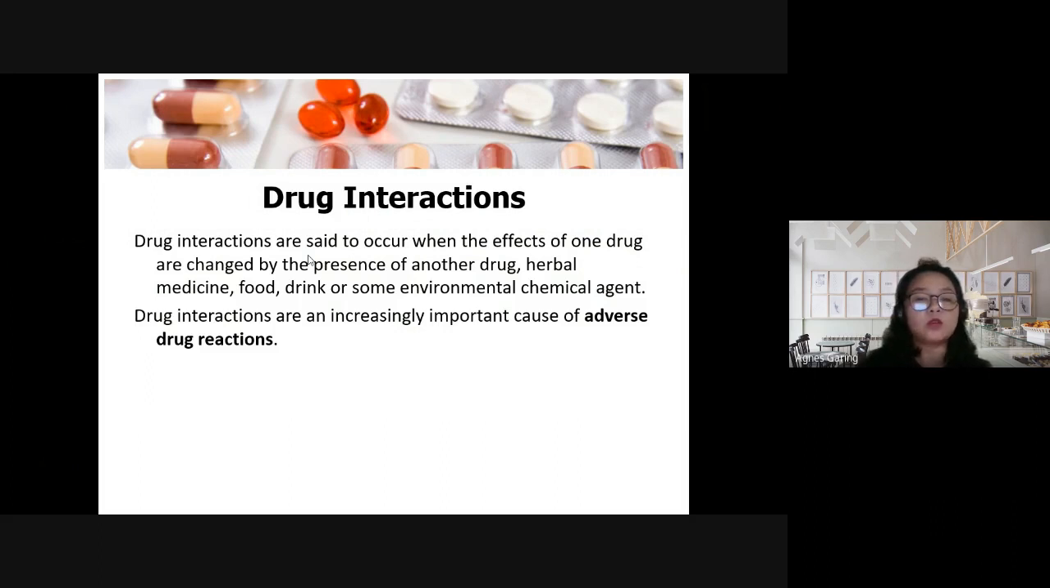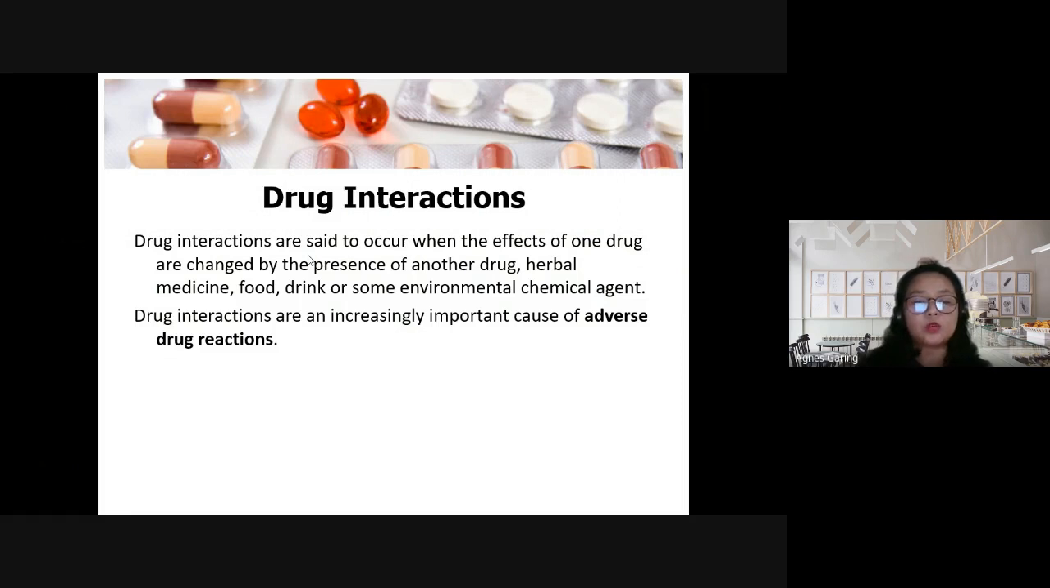It might also happen for drug to herbal, drug-herbal interaction. We know that a lot of yung mga networker say that they are herbal medication, they are organic, they are natural. Yes naman, most of the natural products do not have side effects. However, there are some instances that herbal medication might affect the pharmacokinetic or pharmacodynamic property of the other drug.